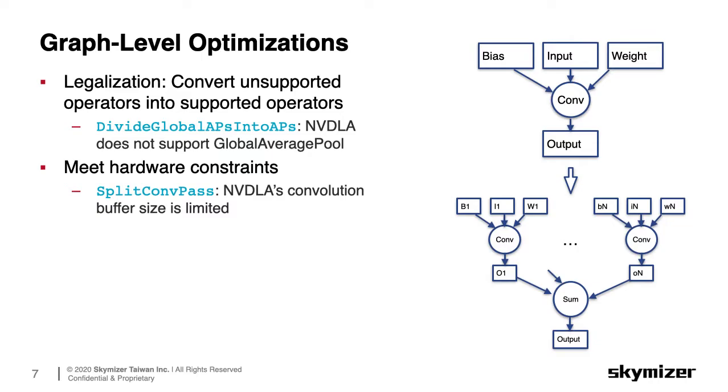Depending on our target backend, there may also be some hardware resource constraints that we have to meet. Like in NVDLA, the size of the convolution buffer is limited. So when we have a convolution where the input size is too big, we can only do convolution on partial input at a time and accumulate the results.